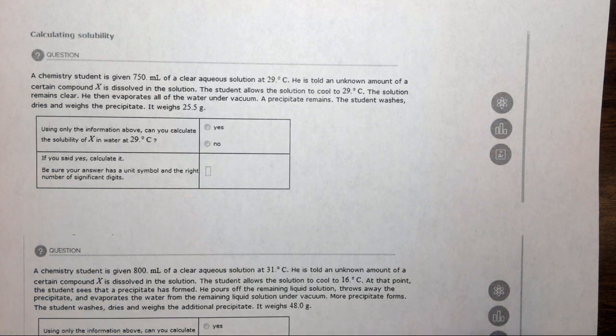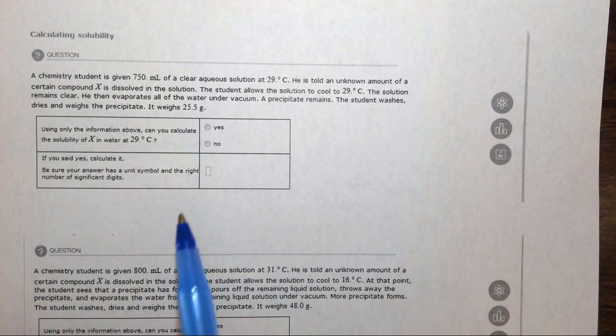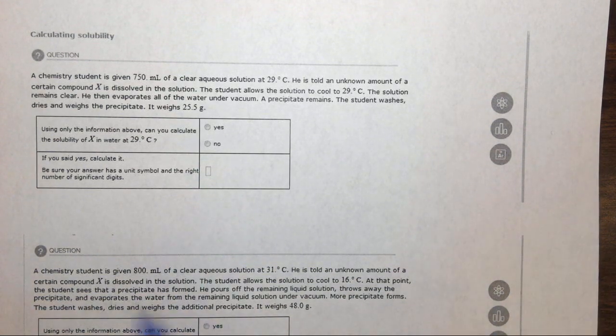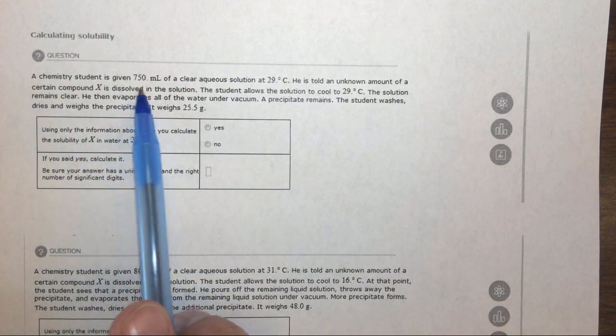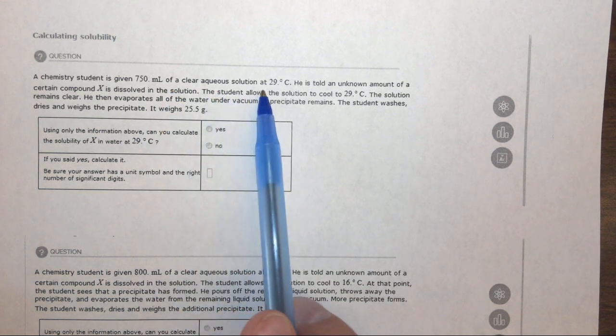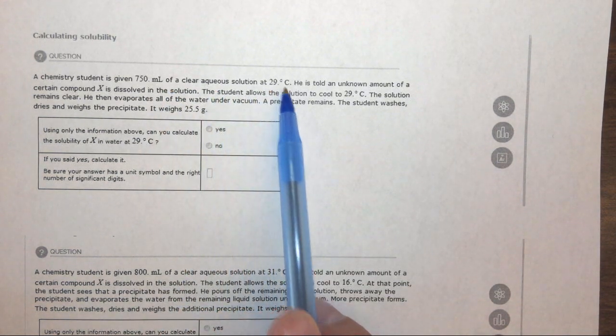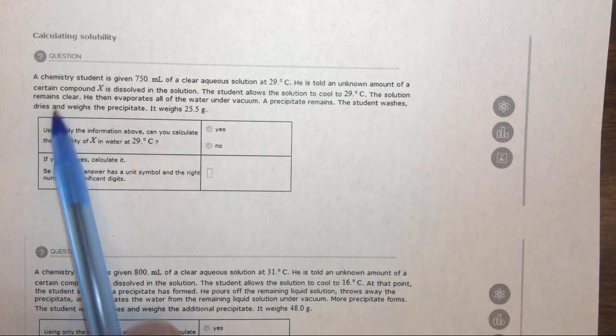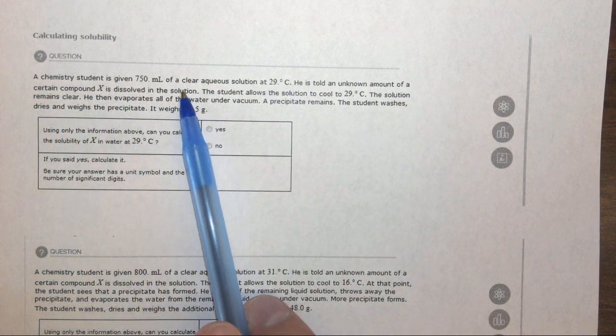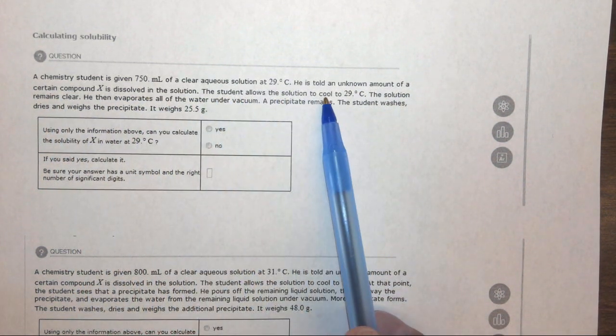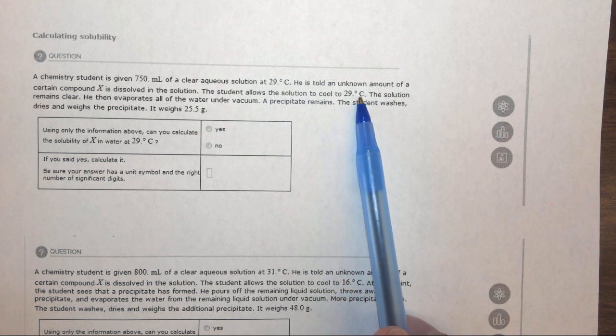In this question, we have several examples of questions about calculating solubility, and they're all very similar with a different twist. A chemistry student is given 750 milliliters of a clear aqueous solution at 29 degrees C. He is told an unknown amount of a certain compound X is dissolved in the solution. The student allows the solution to cool to 29 degrees C.